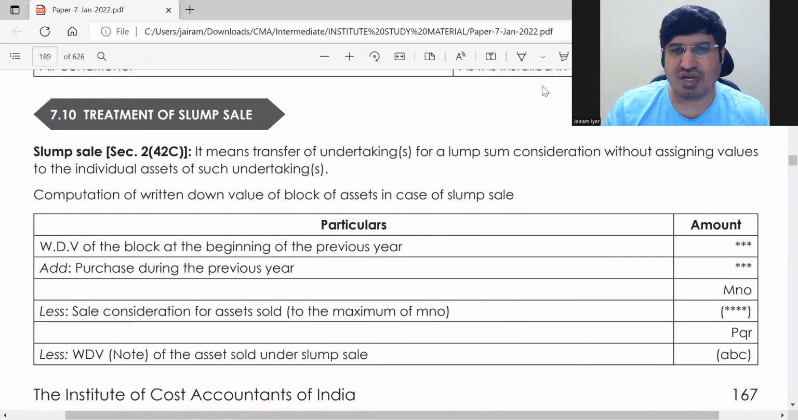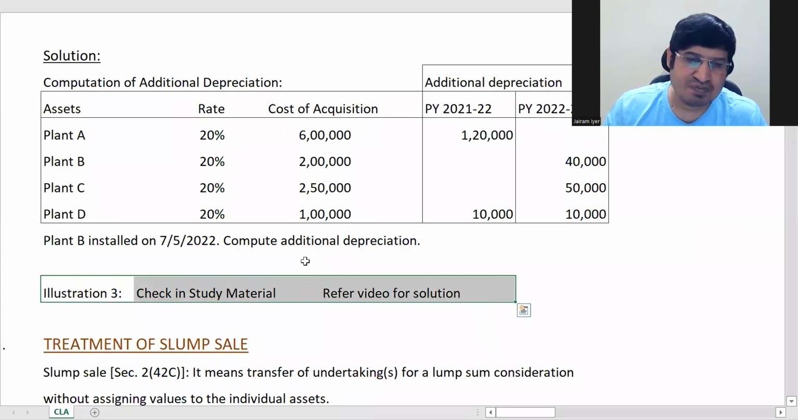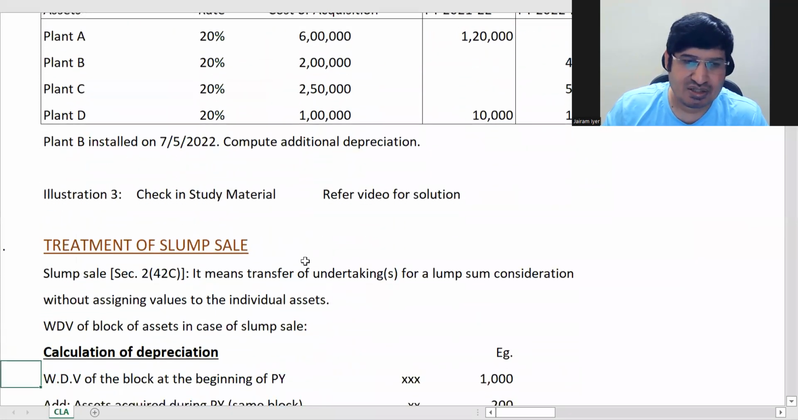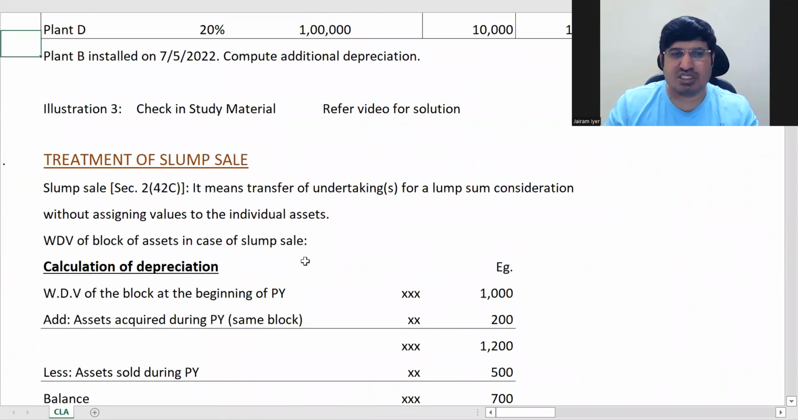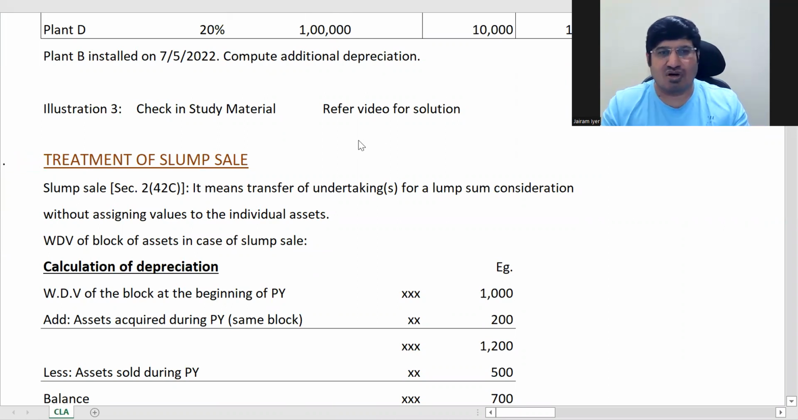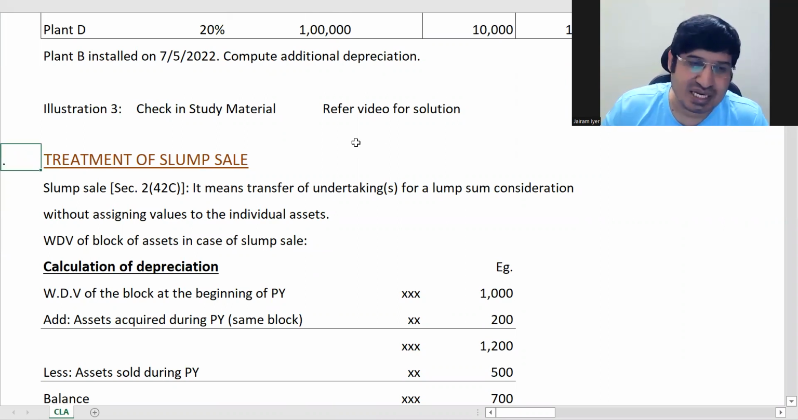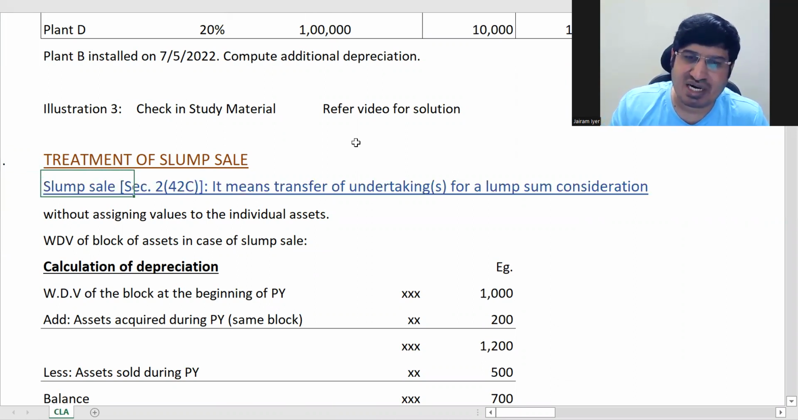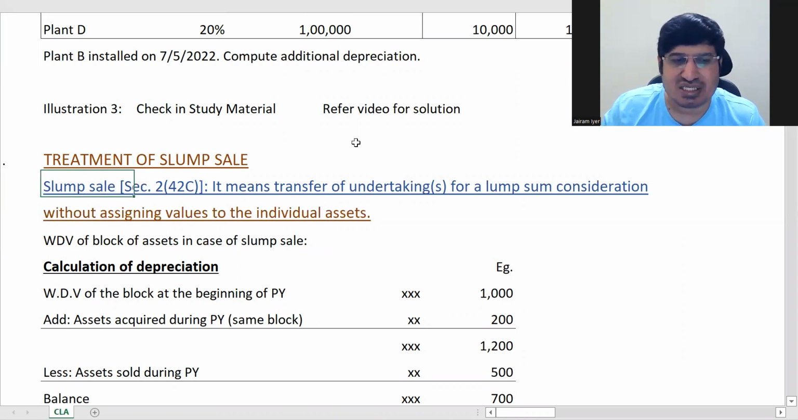Right. So now we will go back to our notes. ठीक है, ये वाला प्रॉब्लम था जो हमने किया अभी. Right. So next is a concept. We are going to talk about a concept called slump sale. It's called as slump sale. Okay. So what is slump sale? It's transfer of undertaking for a lump sum consideration without assigning values to individual assets.